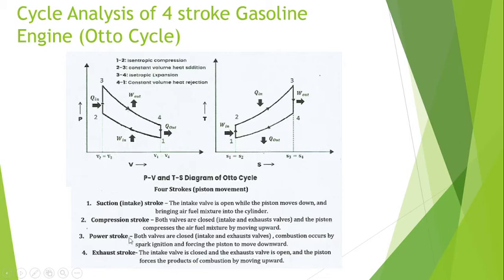So next is the power stroke. Both valves are closed, and combustion occurs by spark ignition, forcing the piston to move downward. Then the exhaust stroke: the intake valve is closed and the exhaust valve is open, and the piston forces the products of combustion out by moving upward.